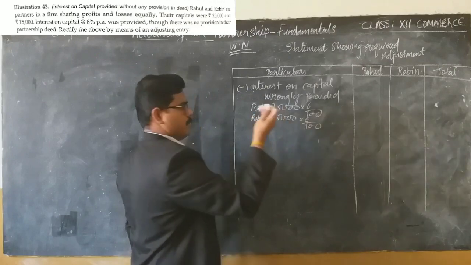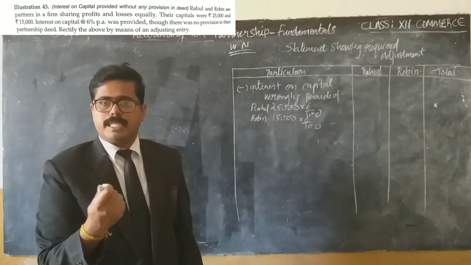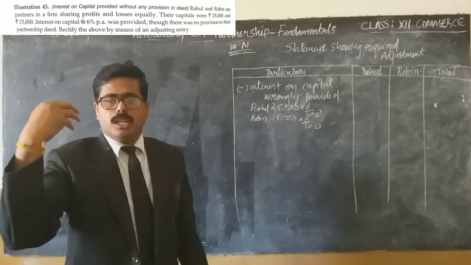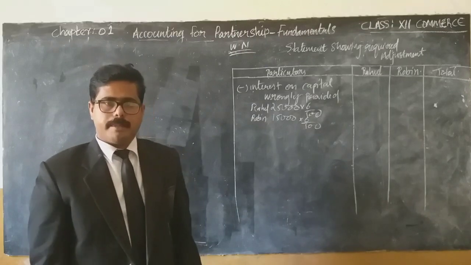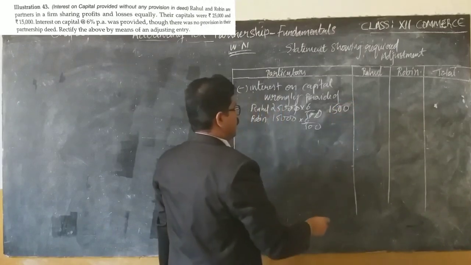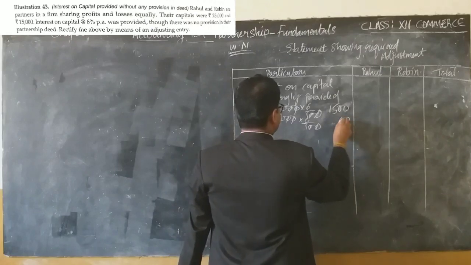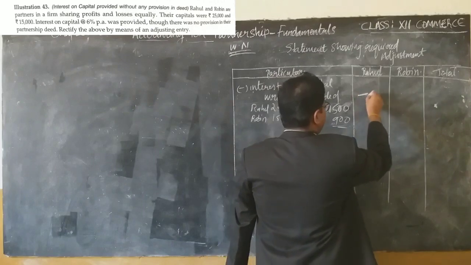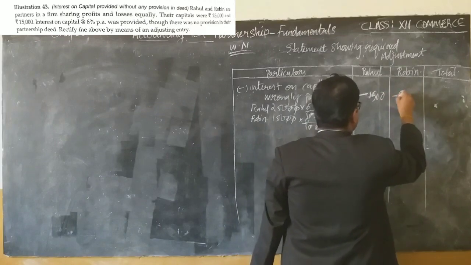So from Rahul's capital we will take back the interest on capital because it is wrongly given. And next, from Robin's capital account also we will take back that interest on capital. Check: 1,500 from Rahul, and for Robin, how much would it be? 900. So from Rahul's capital account we will take 1,500, whereas from Robin we will take 900.